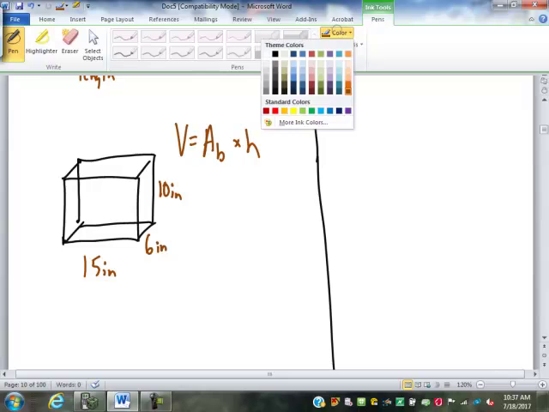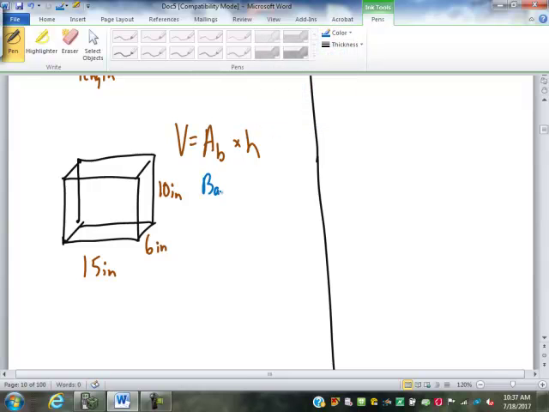Now the base is not necessarily the bottom. It can be. In this case it is, but it won't always be the bottom. In fact, in a box, any of the sides can be a base. The base is always one of the sides of that figure. A base is the side that is moved to make the object.